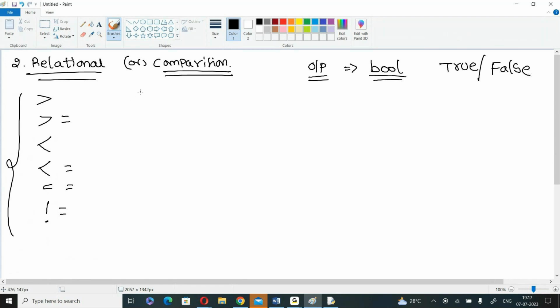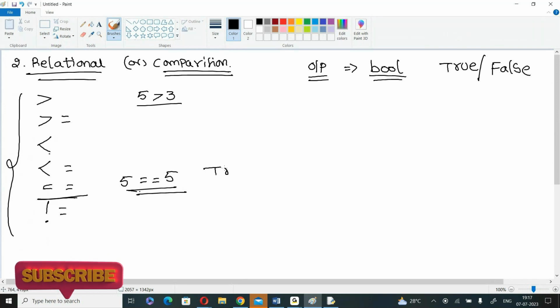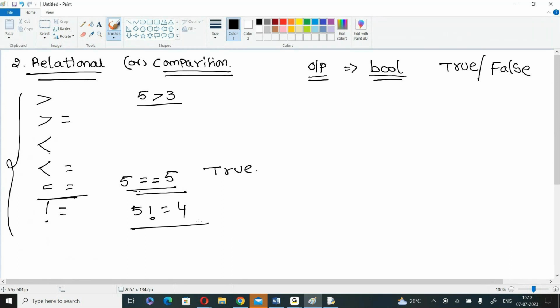I think you know the remaining things. 5 greater than 3, the condition is true, so the output is true. Greater than or equal to, less than or equal to: 5 equal to 5 means both the values are equal, the output is true. 5 not equal to 4, is the condition true or false? Here those two are not equal, so that is true.